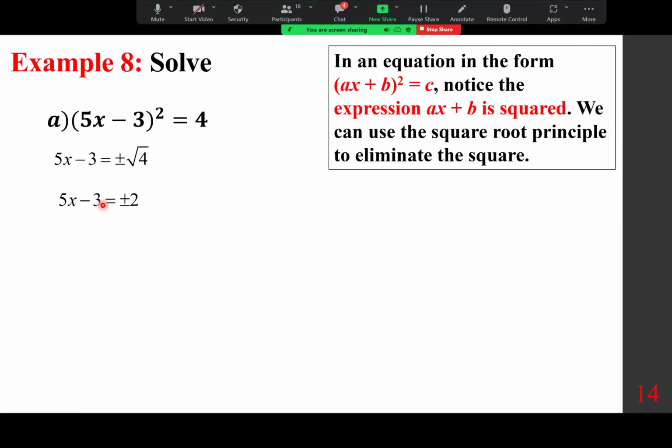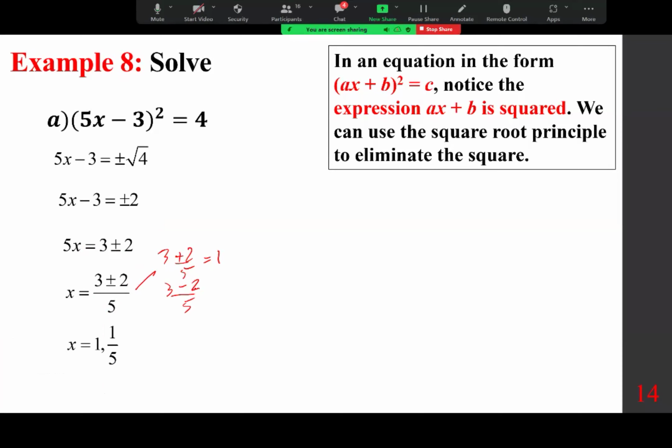Move the -3, make it positive 3 on the right, and divide by 5. 3 plus 2 is 5, 5 over 5 is 1. And 3 minus 2 over 5 is 1 over 5. So there are two answers.